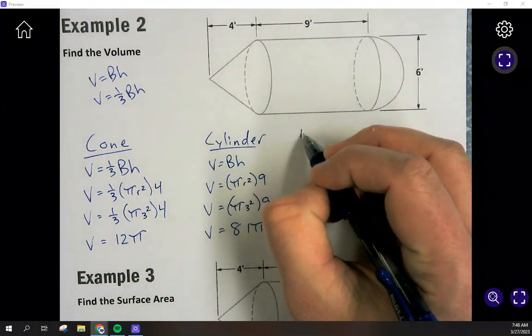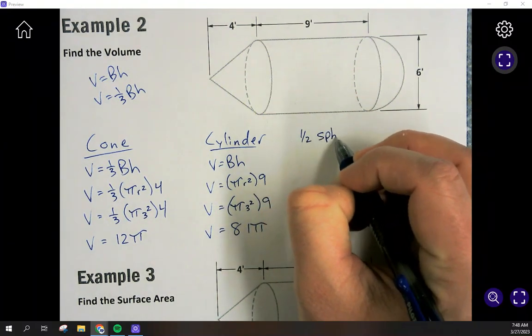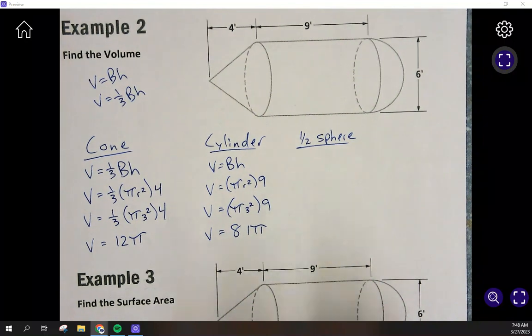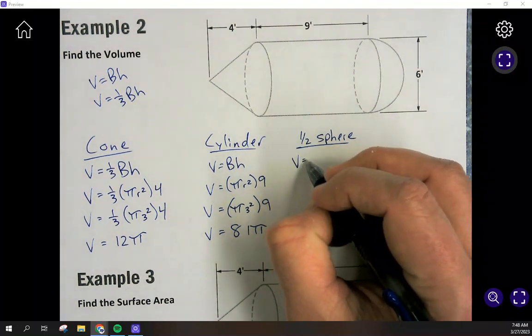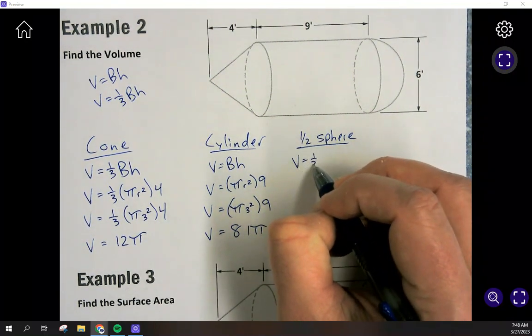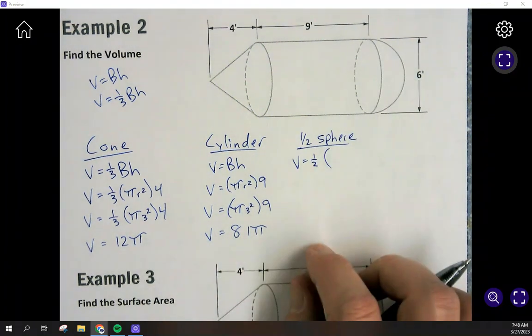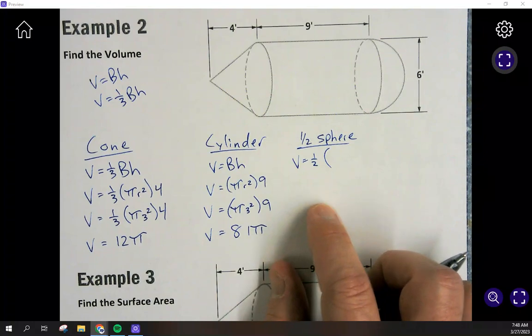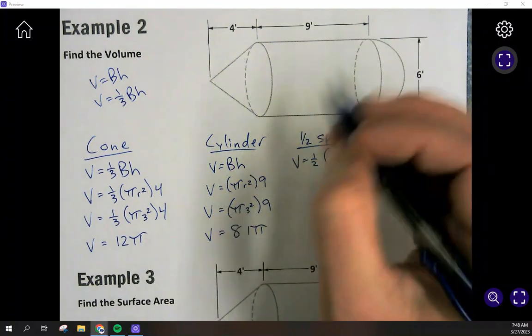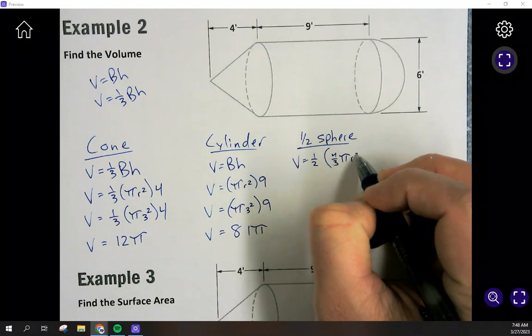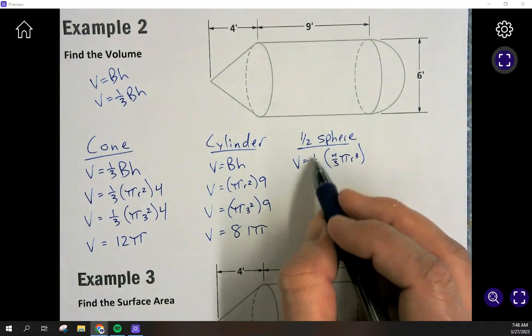Now we just need the volume of the half sphere. Notice I labeled it half sphere so I don't forget to take half. I'm going to go ahead and put it actually in my formula. So I'm going to take 1/2 of the volume of my sphere because it's half of a sphere. So at the very end, I'm going to take half of my answer here. Volume of a full sphere would be 4/3 pi r to the third. And then I'm going to take half at the end.